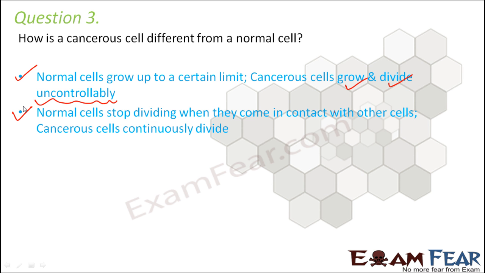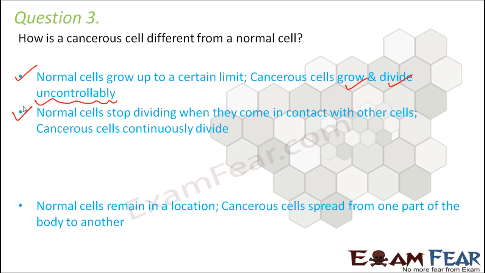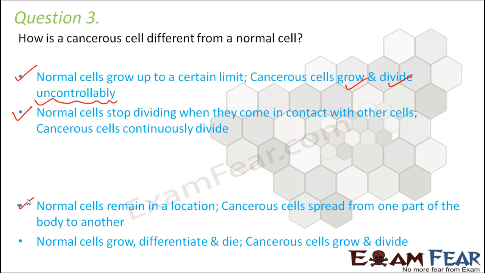So the main differences are: normal cells will grow only up to a certain limit, but cancerous cells will keep on growing. Normal cells will stop dividing at a certain point of time, but cancerous cells will keep on dividing forever. Normal cells will remain in one location, so they will not spread from one part of the body to another, but cancerous cells keep growing, keep dividing and keep spreading from one part of the body to another. Normal cells grow, differentiate and die.